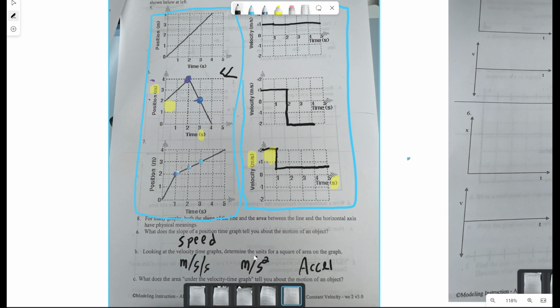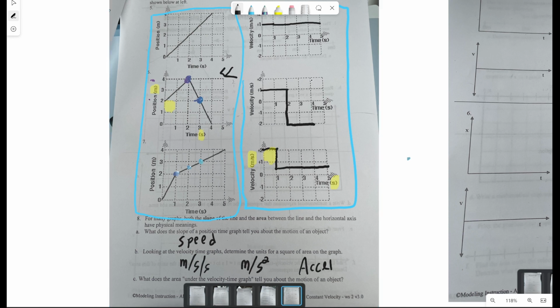So we have our unit for speed, meters per second or miles per hour. We have our unit for velocity, meters per second. And then we have our unit for acceleration, meters per second squared.